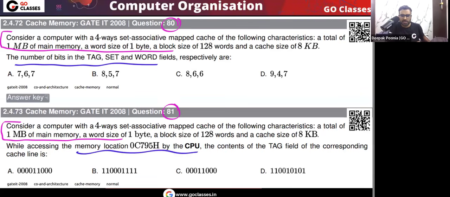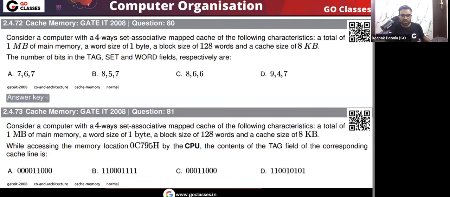So let's solve it. Let's read the paragraph here. Consider a computer with a four-way set associative cache of the following characteristics: 1 MB main memory, word size 1 byte, meaning one word equals 1 byte, block size 128 words, and cache size 8 KB. The question is asking for the number of bits in the tag field, set field, and word field.